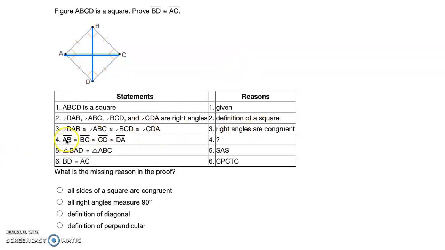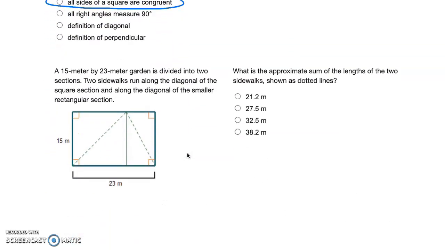So what tells us that AB is congruent to BC, is congruent to CD, is congruent to DA? Well, it's based on what we know about squares. All sides of a square are congruent. That's how we know all 4 of those sides. And then that helps you prove side angle side and then the diagonals.